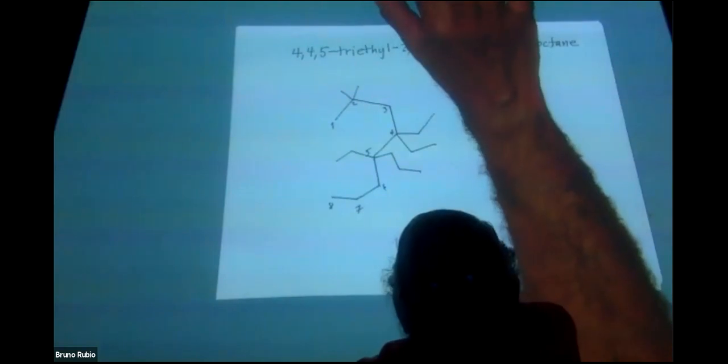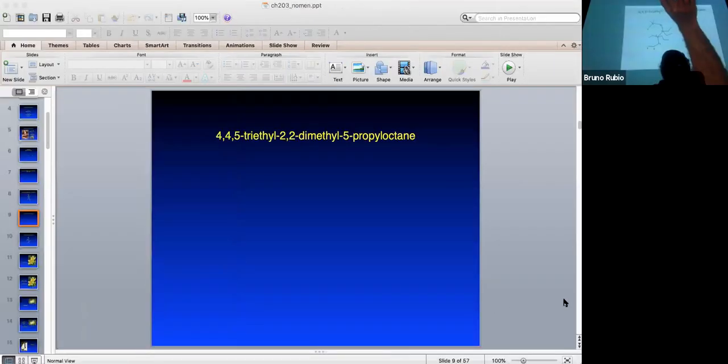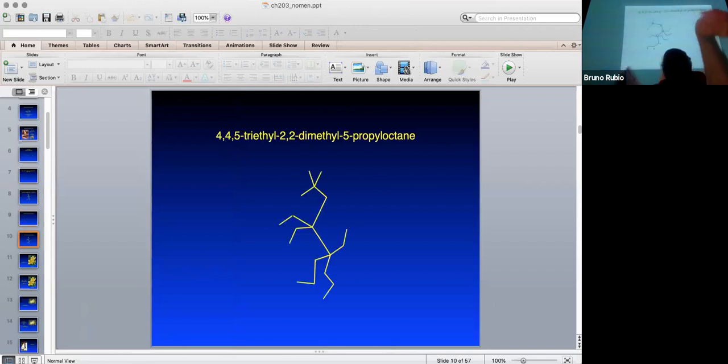Okay, so when I did this earlier on my slides, I think I came up with a much prettier picture. So let me show you what this was supposed to look like. Yeah, it was supposed to look something like that. I just swung the arms in the wrong direction. 4,4,5 triethyl, 2,2 dimethyl, 5 propyl octane.